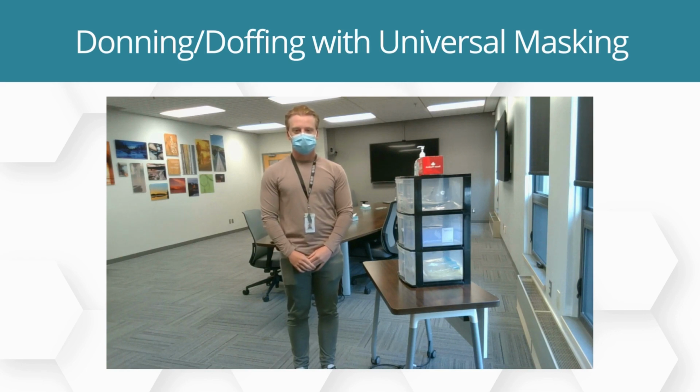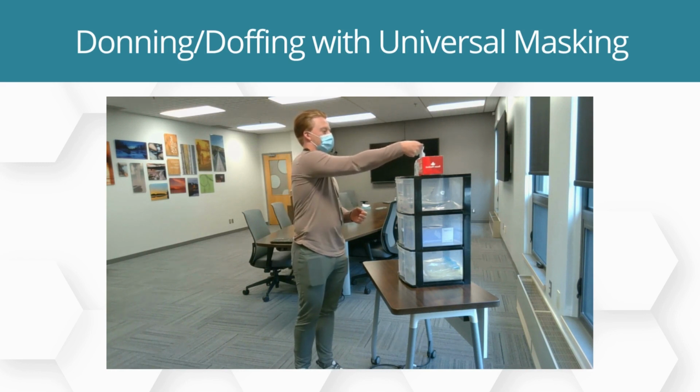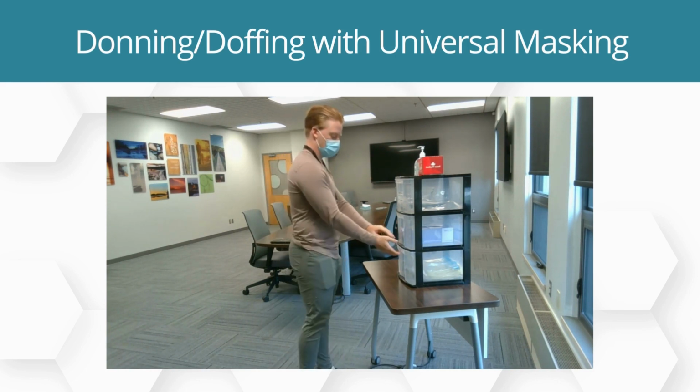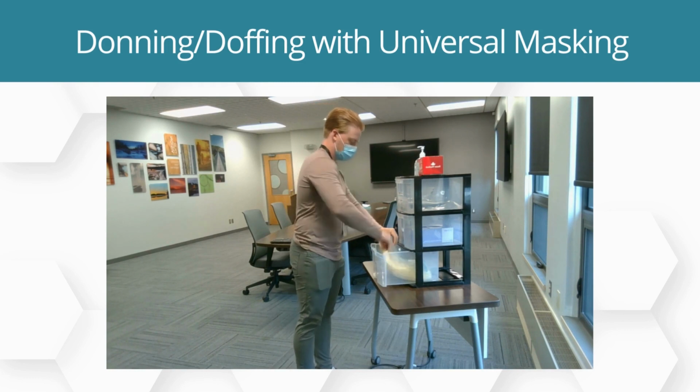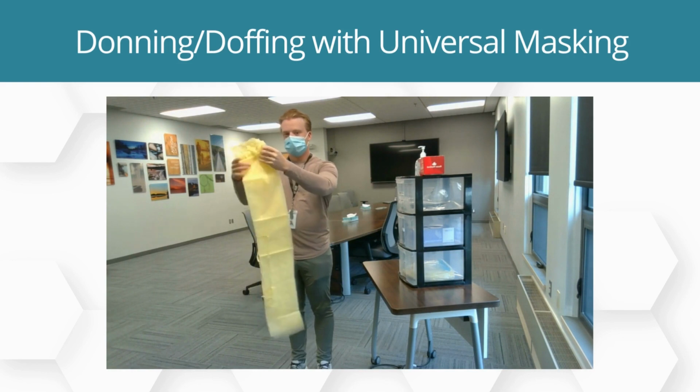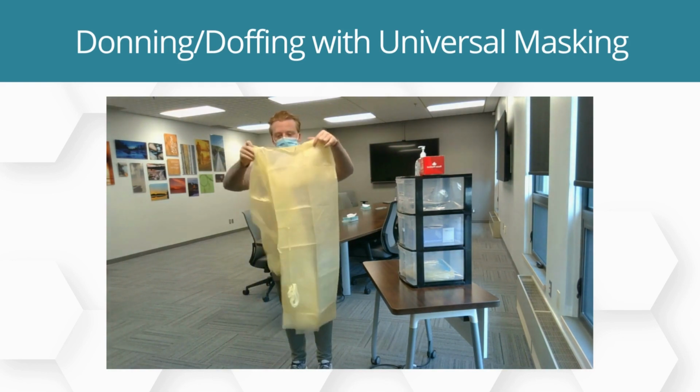Here is a video on how to don and doff for droplet contact precautions when you're already universally masking. Step 1, keep current mask on and perform hand hygiene. You want to do this for at least 15 to 20 seconds. Step 2, put on gown. Make sure that it is secured at both the neck and waist and that both wrists are covered.